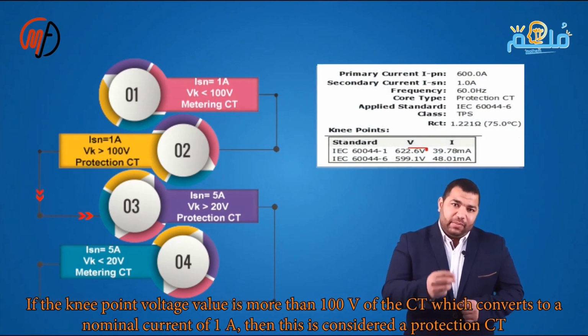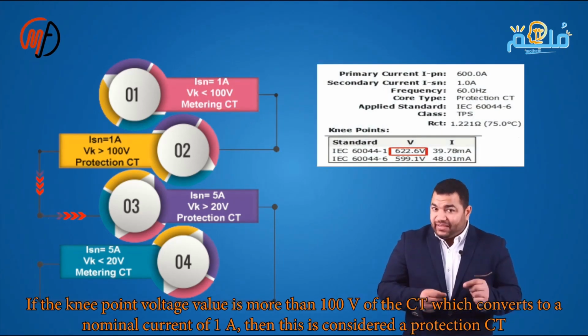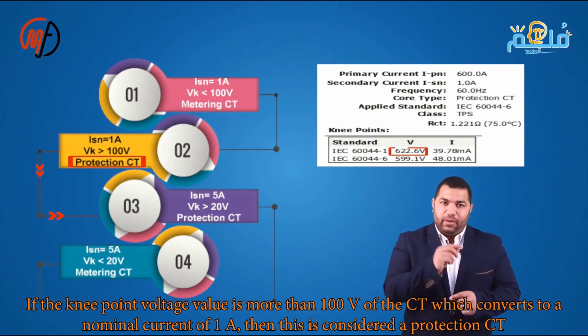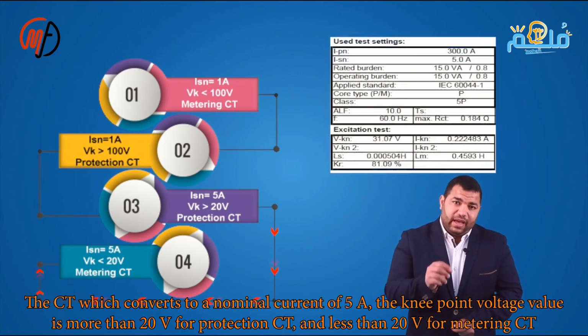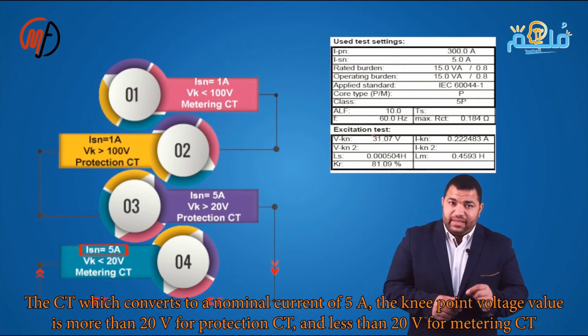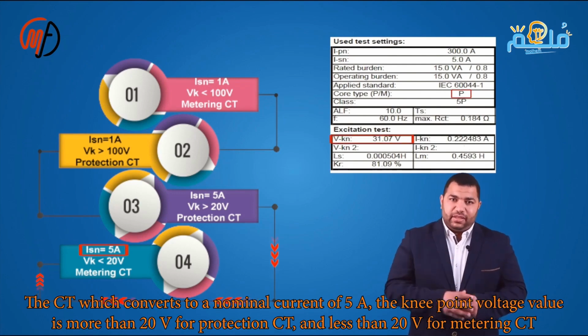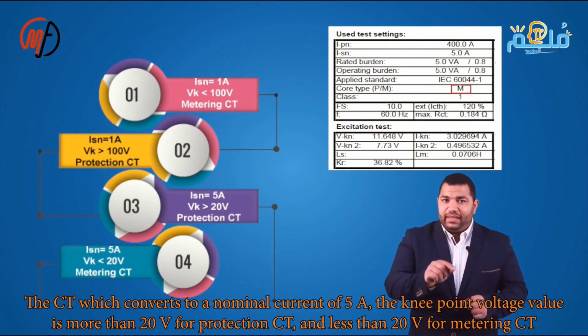The magnetization curve is tested by applying AC voltage to the CT's secondary side with the primary open. We increase the secondary voltage from low to high, measuring current with an ammeter. If a 10% voltage increase results in a 50% excitation current increase, the prior voltage is the knee point voltage. For the metering CT, it's under 20 volts.